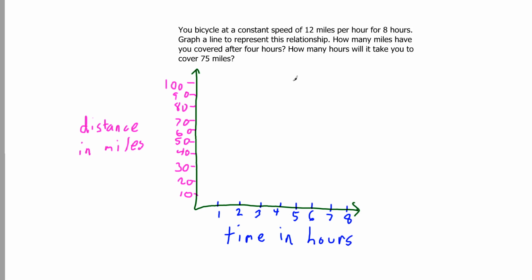You bicycle at a constant speed of 12 miles per hour for 8 hours. Graph a line to represent this relationship. How many miles have you covered after 4 hours? How many hours will it take you to cover 75 miles?